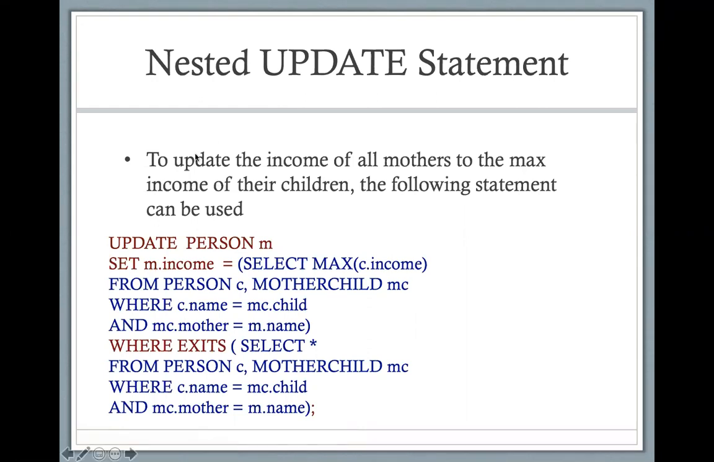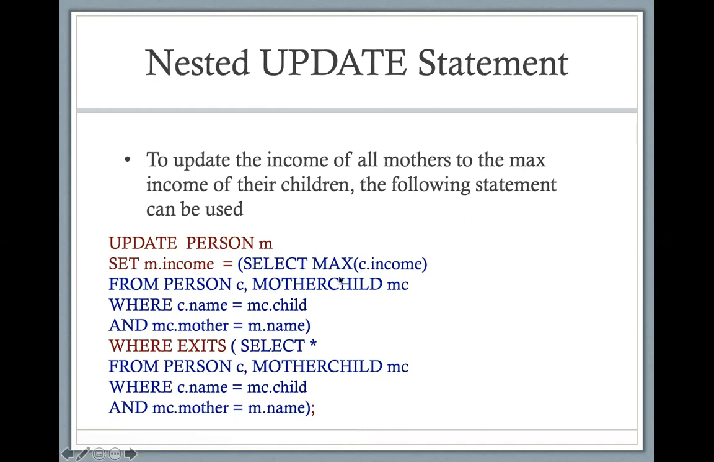So let's just look at the slide for this one. So I'm updating person, as I said, selecting the maximum income of the children of this person. And then I'm adding this where exists clause. So why do I need this? If I don't include this, this will update every record of the table person to the maximum income of the children. And if there is no child for a certain person, so all the fathers, for instance, or all the people who are not parents, the select of maximum income would return a null value.